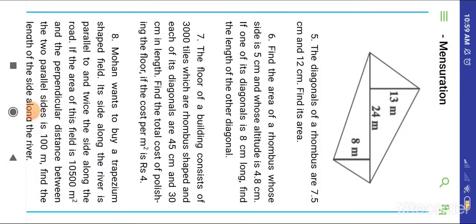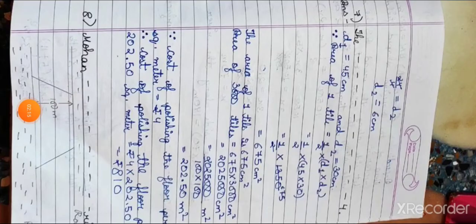The next question is: the floor of a building consists of 3000 tiles which are rhombus shaped and each of its diagonals are 45 centimeter and 30 centimeter in length. Find the total cost of polishing the floor if the cost per meter square is rupees 4. First we will note all the information from the question: diagonal first is 45 centimeter and diagonal second is 30 centimeter. From here we can easily calculate the area of one tile.